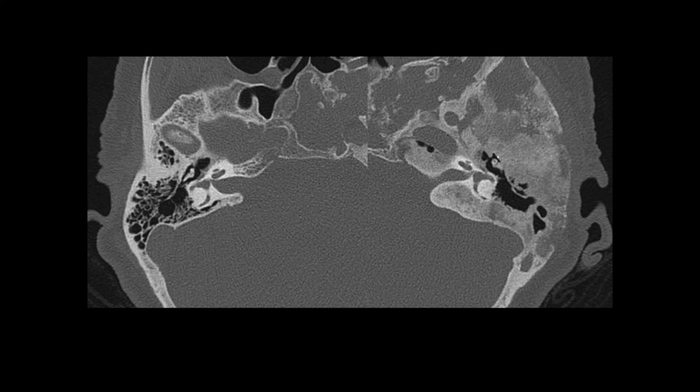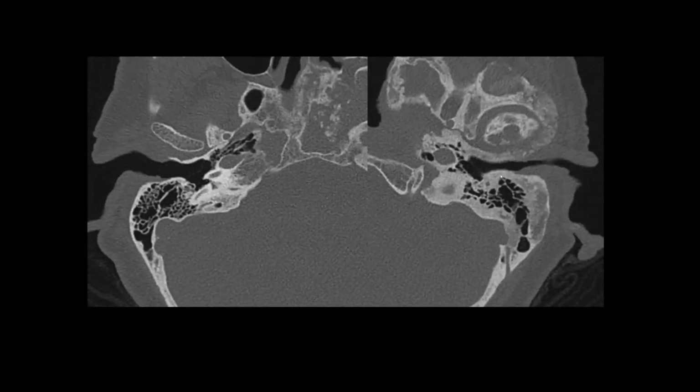And then also in this image, you can see that it is narrowing the middle ear cavity and contacting the lateral margin of the incus here. And you can imagine that's going to basically cause conductive hearing loss by restricting the movement of that ossicle. Inferiorly, you can see it narrowing the EAC here compared to the normal side.